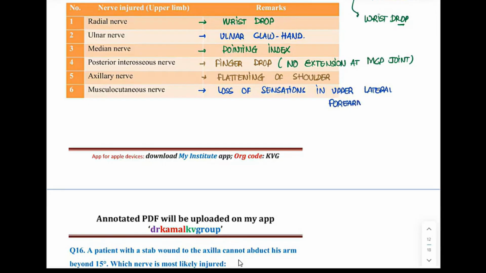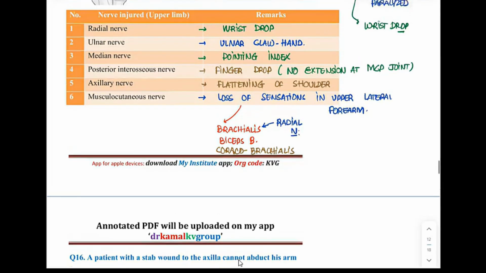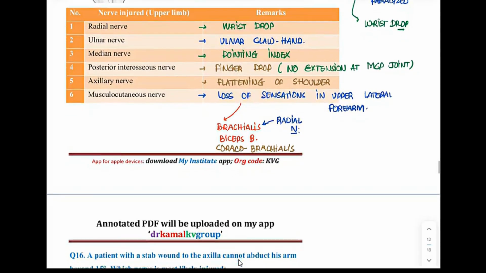Clear? And along with the paralysis of the three muscles of the anterior compartment, namely brachialis, biceps brachii, and coracobrachialis. So these three muscles will be paralyzed, although brachialis is half paralyzed because it is also getting nerve supply from radial nerve. Clear? So this is in short which you should remember about the nerves of the upper limb.